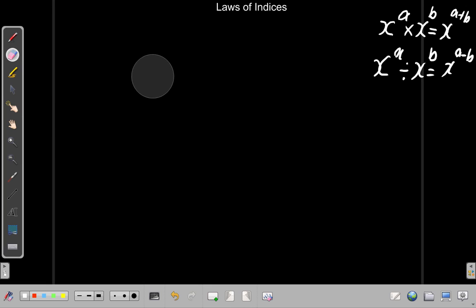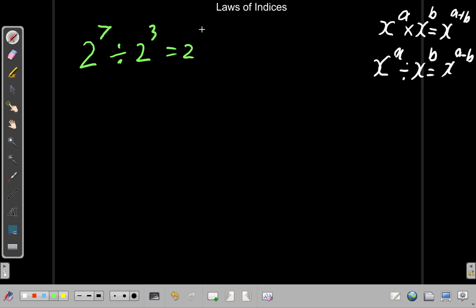Alright, so we're going to divide now. Suppose you have, let's say, 2 raised to the power of 3, and it's divided by, or let's say the power here, let's use a larger power, 2 raised to the power of 7 divided by 2 raised to the power of 3. According to this law, it should be the same as 2 raised to the power of 7 minus 3, which is 2 raised to the power of 4.